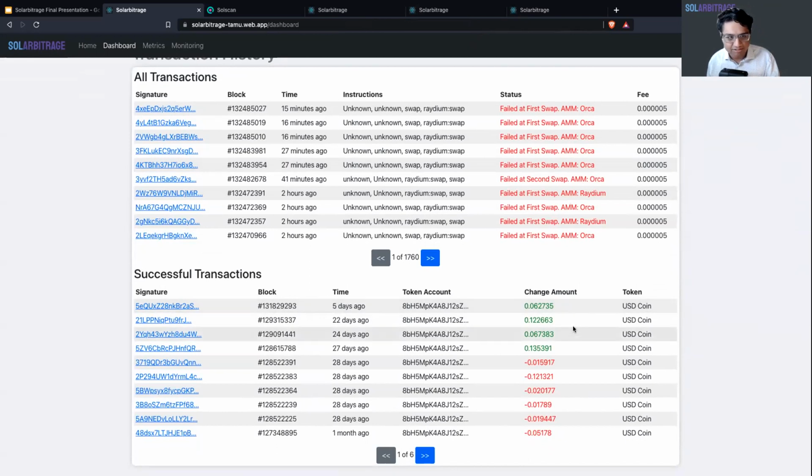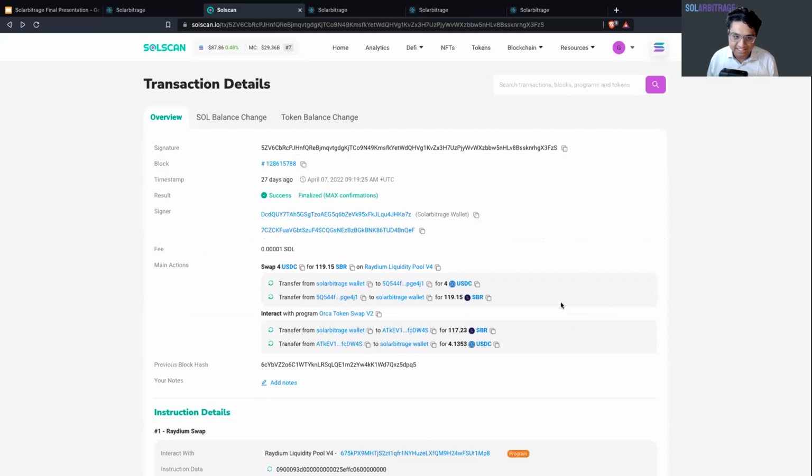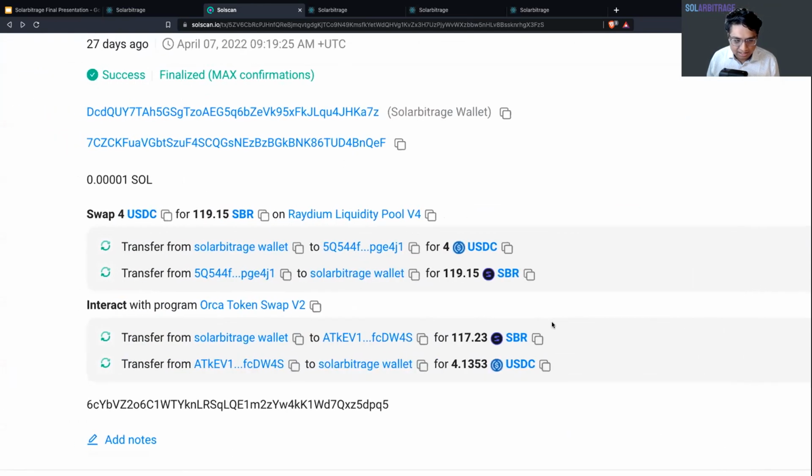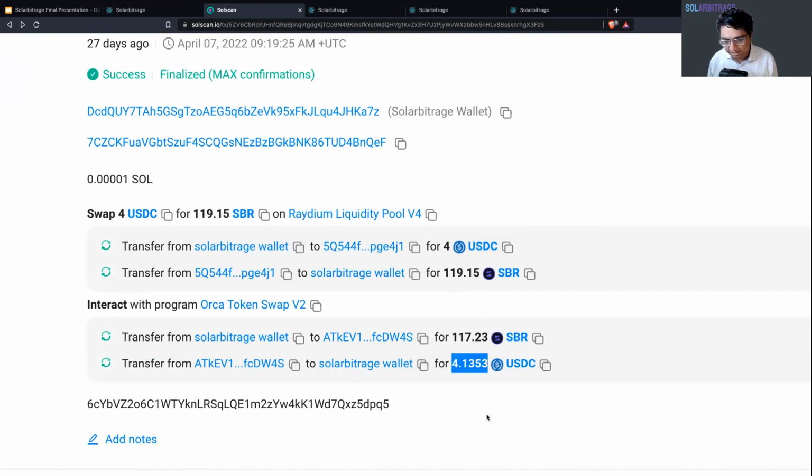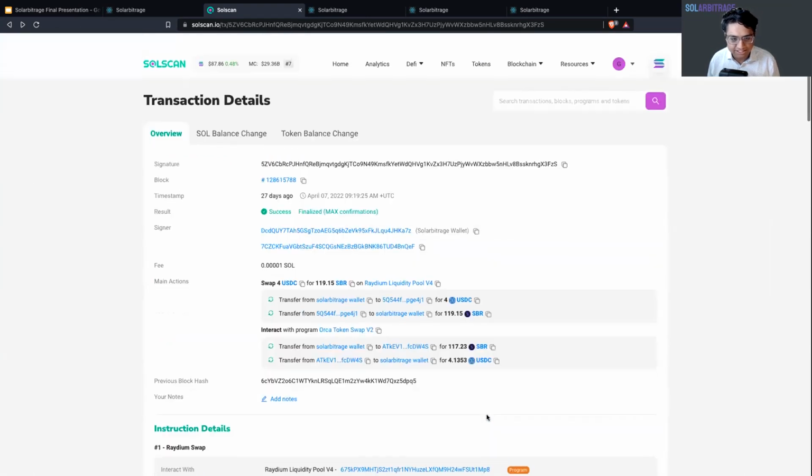So let's just take a look at one of those. This is an example of one successful transaction we had. This was about 27 days ago. You can see that we swapped 4 USDC for 119.15 SBR. And then at the end on our second swap, we got 13 cents back. So that's an example of a successful transaction.